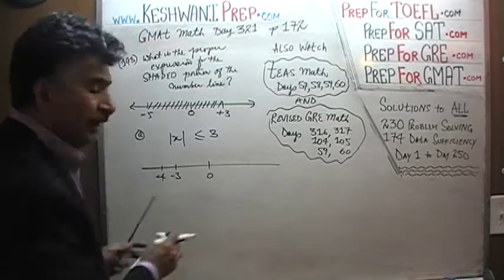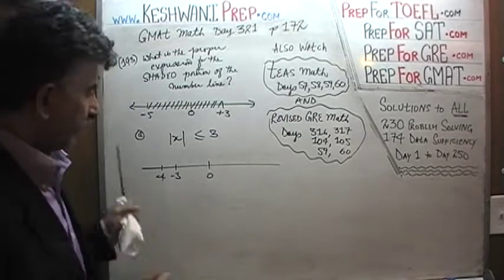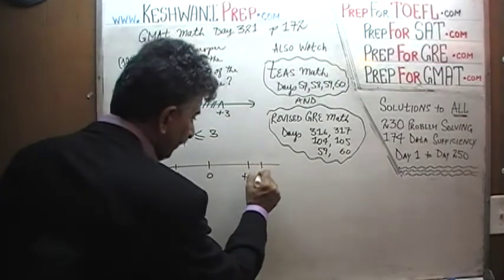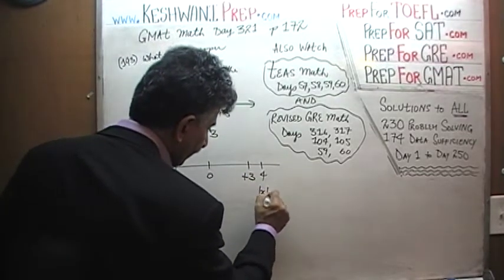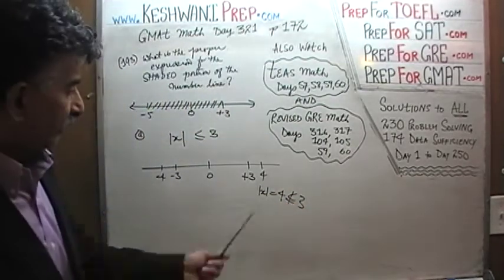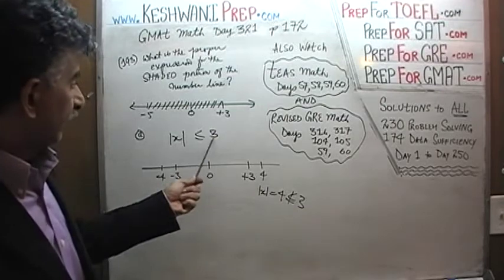Similarly, the value of x here cannot be more than positive 3. Here's our positive 3. X cannot be 4, because if x is equal to 4, the absolute value of 4 is 4. Same exact argument as before. X cannot be 7, because the absolute value of 7 would be 7, and 7 is not less than 3.